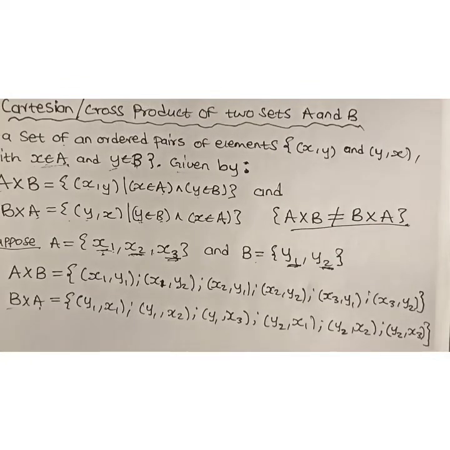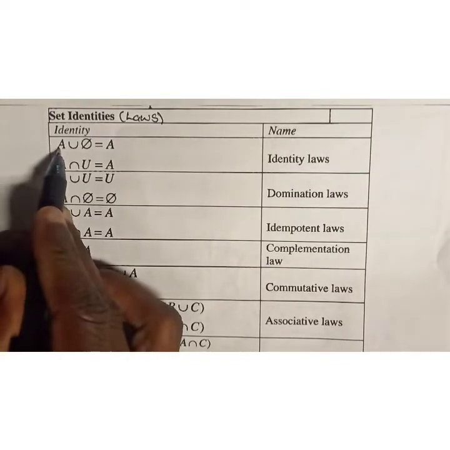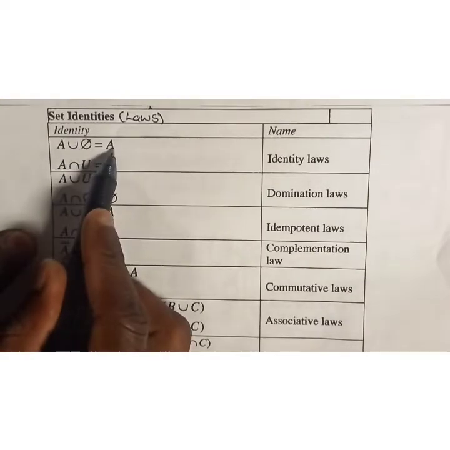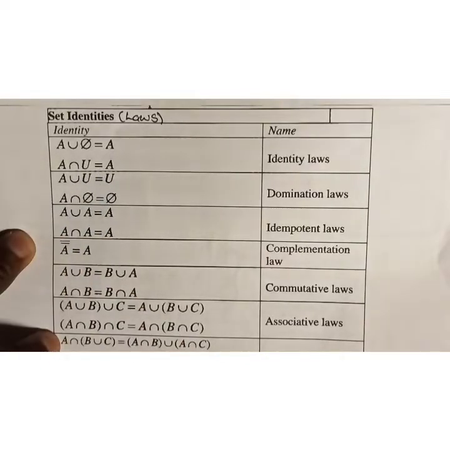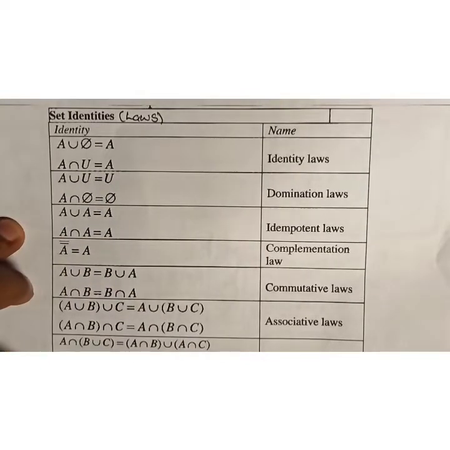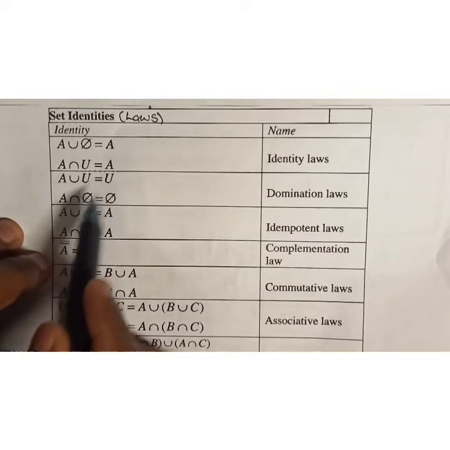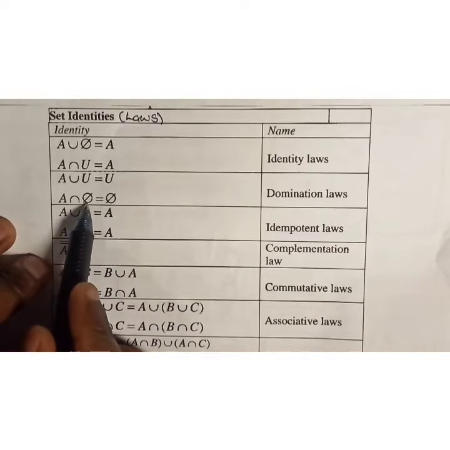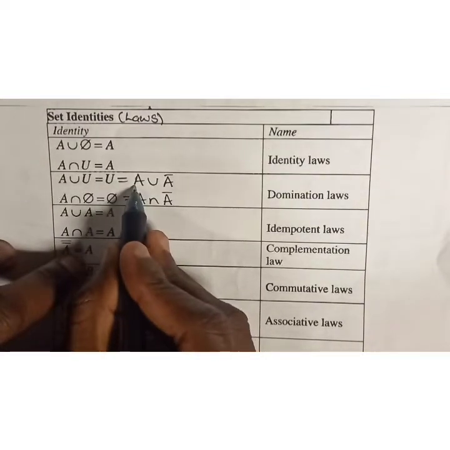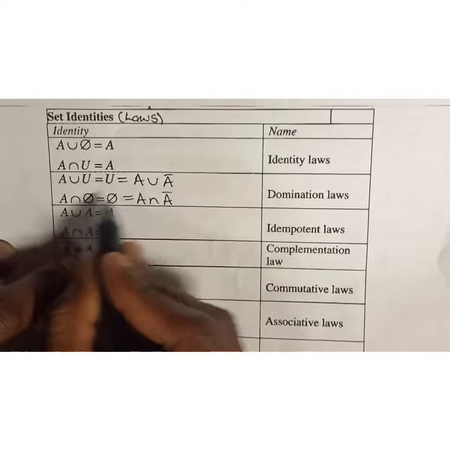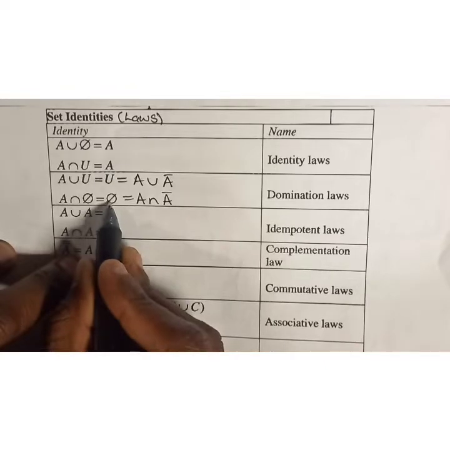Moving forward, set laws. Identity laws. If we take a union of any set with an empty set, we'll get that set. An intersection of any set and the universal set will get that set. Domination laws. A union of any set with the universal set is the universal set. An intersection of any set with the empty set is the empty set. And also note that a union of any set with its complement is the universal set. An intersection of any set with its complement is the empty set.